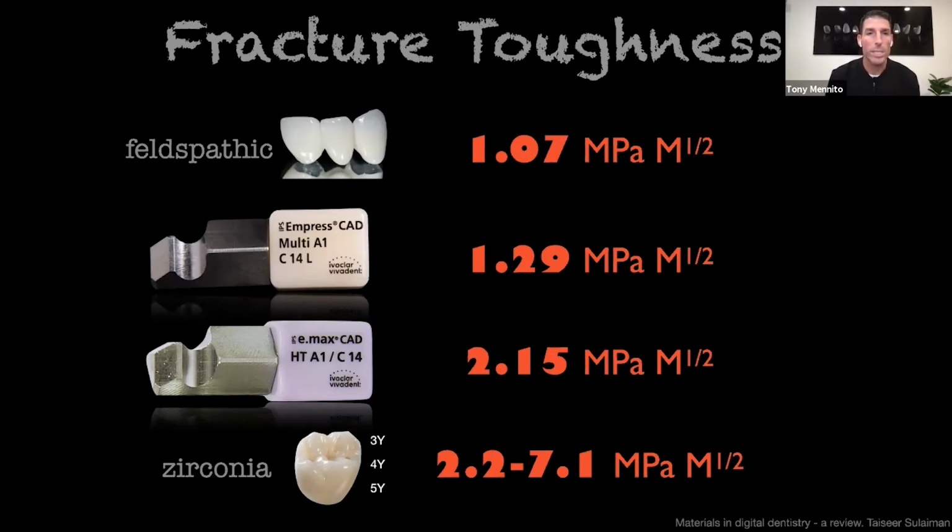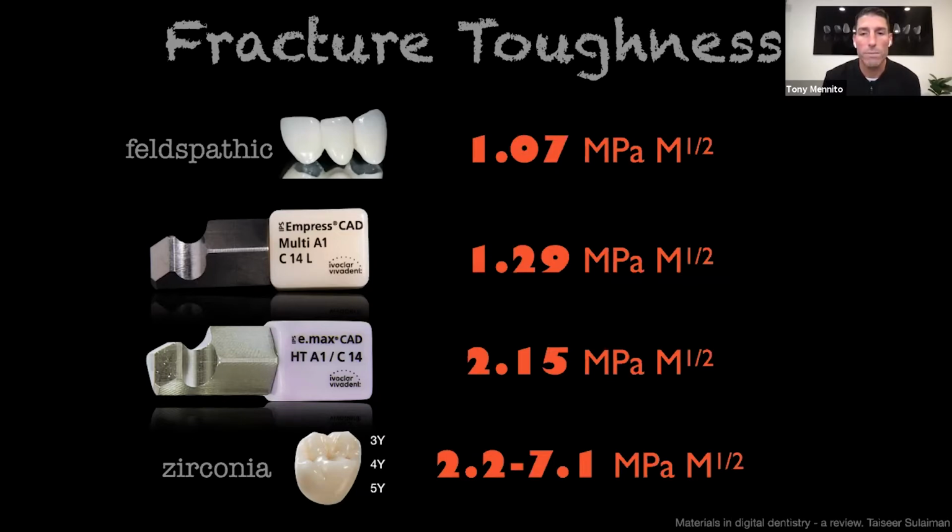So when we look at these, we've got feldspathic, we've got Empress, we've got emax, and we've got zirconia. And you can see next to zirconia, we have a pretty good span of strengths, right? Next to the zirconia crown itself, I have 3Y, 4Y, and 5Y. We're going to talk about the differences in zirconia because all zirconia is not the same. So you really need to understand these differences so that when you're either milling something in your office or sending it out to a laboratory, you know exactly what you get, and that it's going to hold up for whatever situation you're going to use it for.